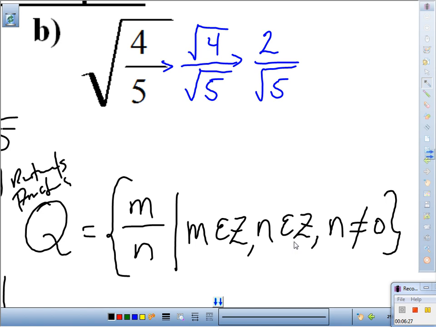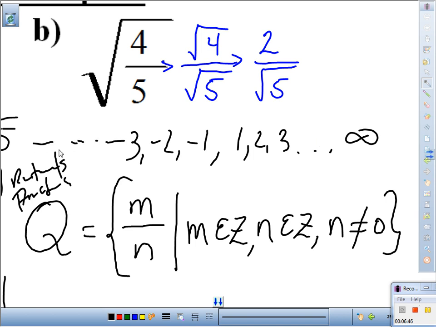If m and n are integers, what numbers are integers? All the negative numbers and all the positive numbers, all the way to infinity, all the way to negative infinity. Do you agree with that? So that means n could be any of those numbers. Does it say anywhere that n can be a fraction or a decimal? No, the denominator cannot be a fraction or a decimal, or 0. It cannot be 0.